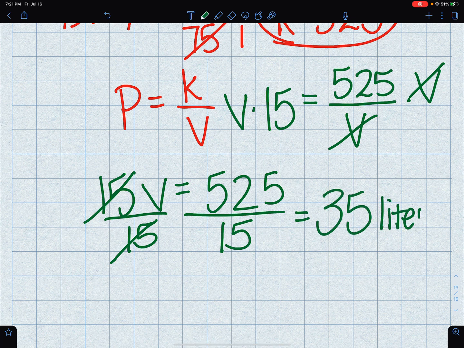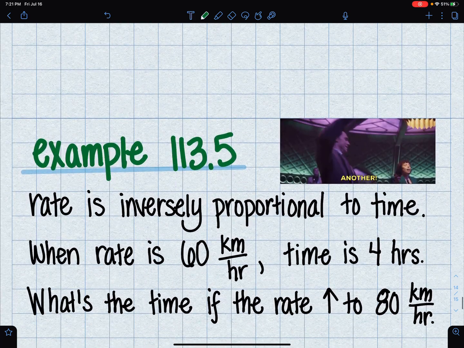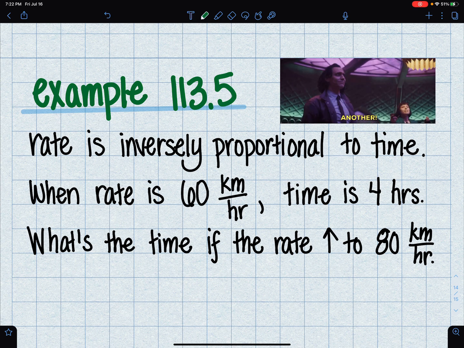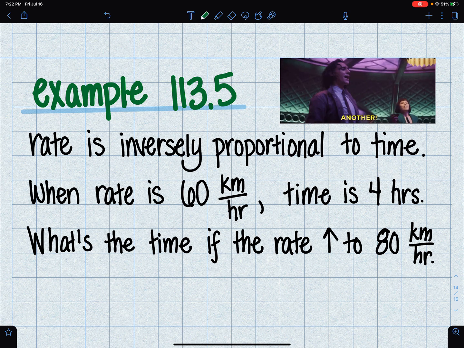You can keep track of your units again, and maybe I'll do that on the next one, which is also the last one, so hang in there, okay? And using the units might help you make sure that you get the problems right. One more, another. Ready? Example 113.5.